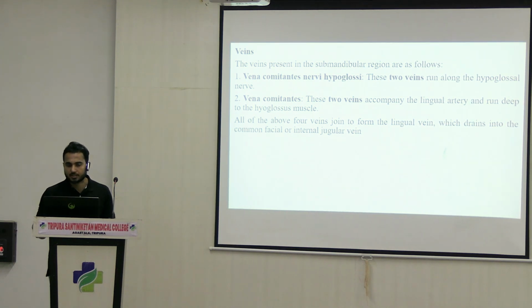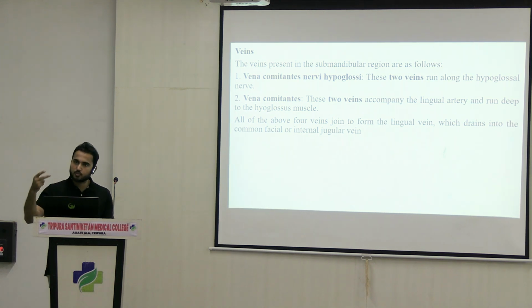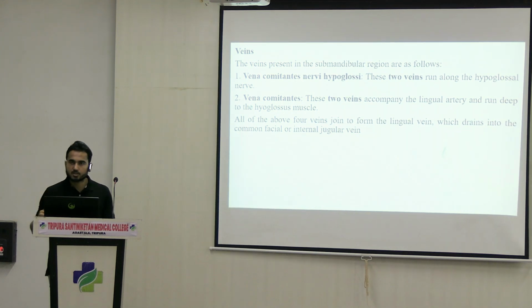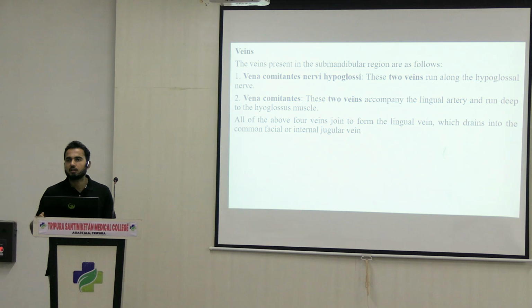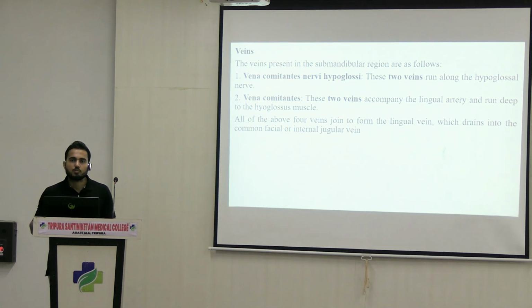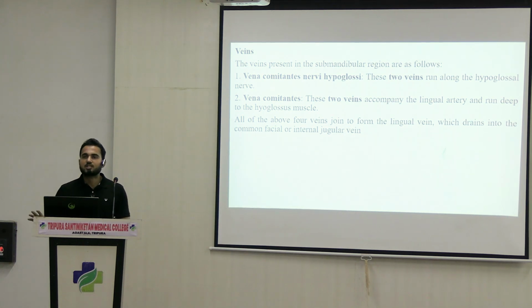Two sets of veins are there. Vena comitans nervi hypoglossi means the two veins accompanying the hypoglossal nerve. And vena comitans, two veins again, accompanying which artery? The lingual artery. Ultimately they join to form the lingual vein, and that lingual vein drains into either the internal jugular vein or the common facial vein. So that is all about the venous drainage.